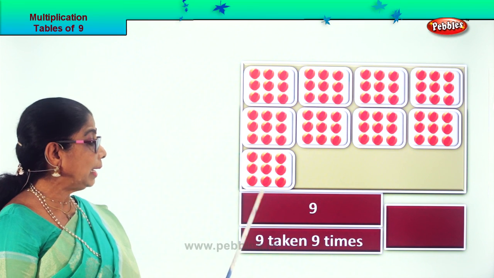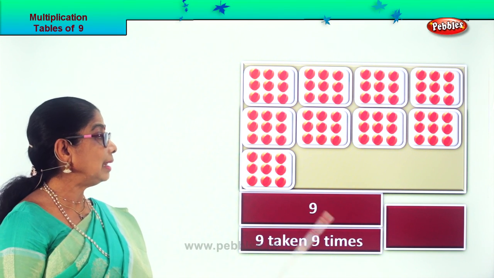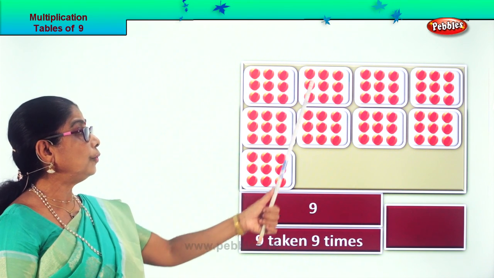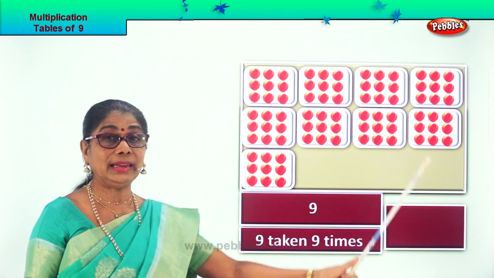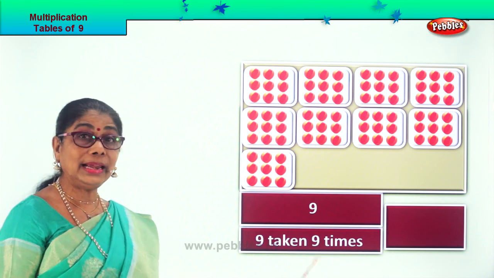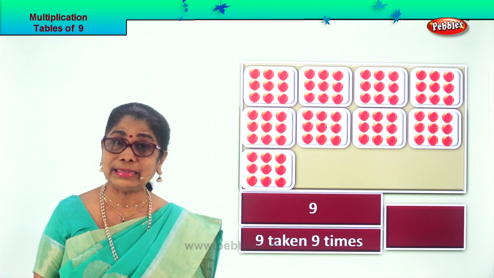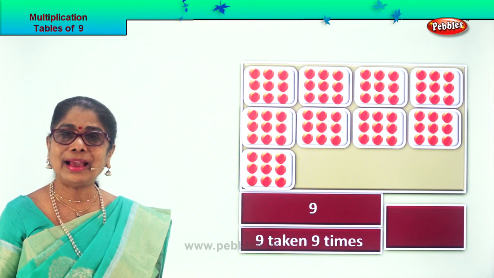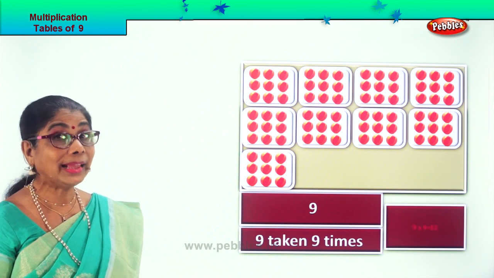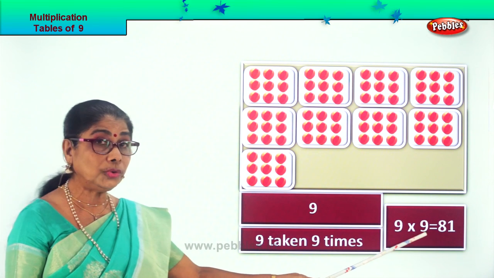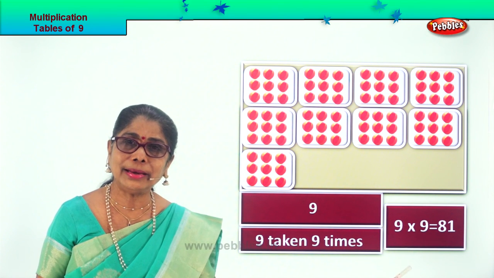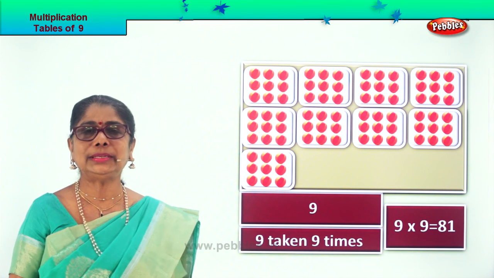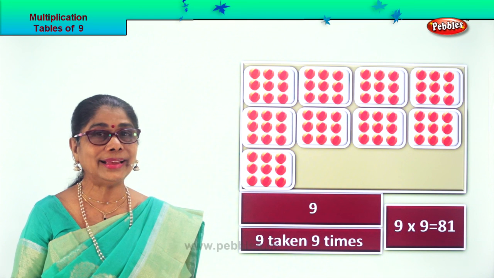How many times 9 taken? 9 taken 9 times. 1, 2, 3, 4, 5, 6, 7, 8, 9. 9 taken 9 times. That is 9 into 9 or 9 nines are equal to 81. Good. 9 into 9 equal to 81. What is 9 nines are? 9 nines are 81.